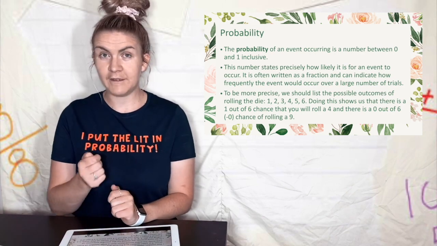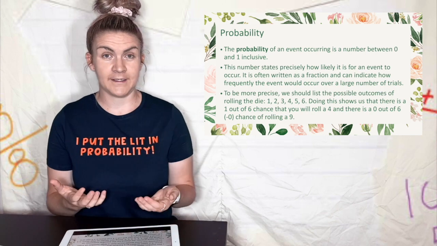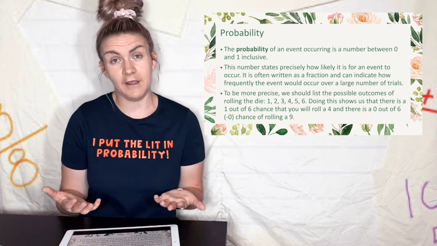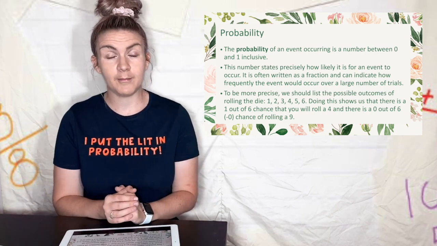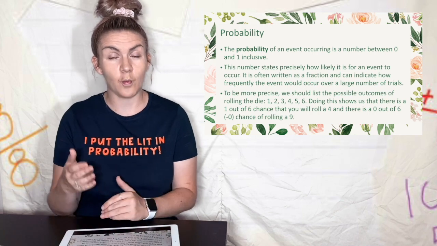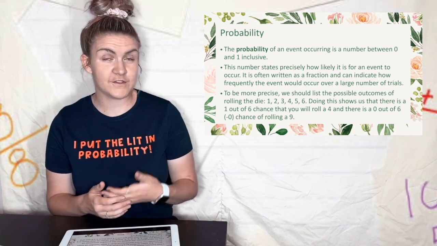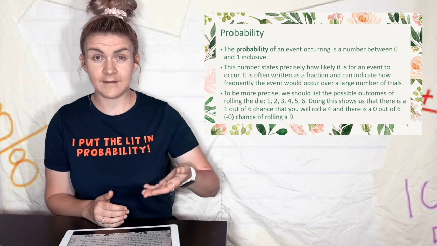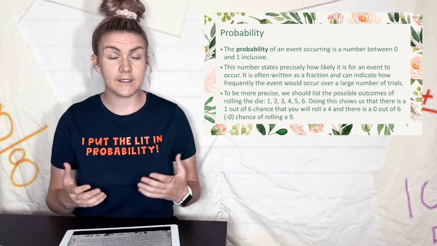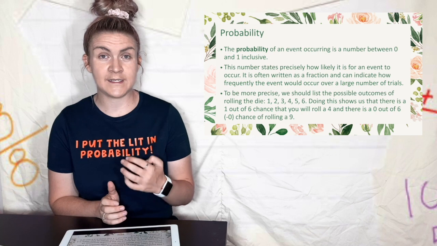For example, if I toss a coin, I could expect that heads would come up about half the time. So therefore, my probability is represented by the fraction 1/2. Or if I was to roll a dice, the probability that the number 4 would come up would be 1 in 6. So the fraction would be 1/6.